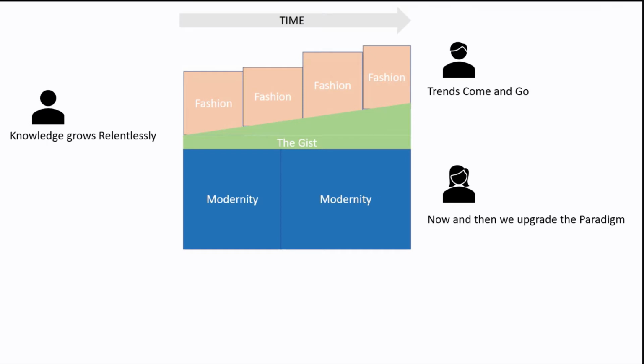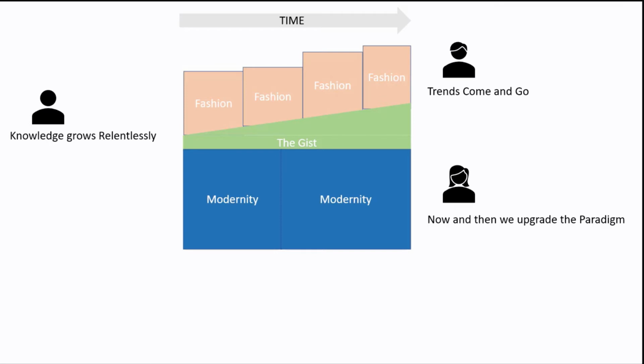Then we introduce time, and time is a killer. Everyone knows this. It's a commonly accepted fact. And what happens over time? Well, fashion switches, of course. Trends come and go. When it comes to the gist, the knowledge which the gist represents, well, it grows. It grows relentlessly. We always learn more, and we need more and more and more.